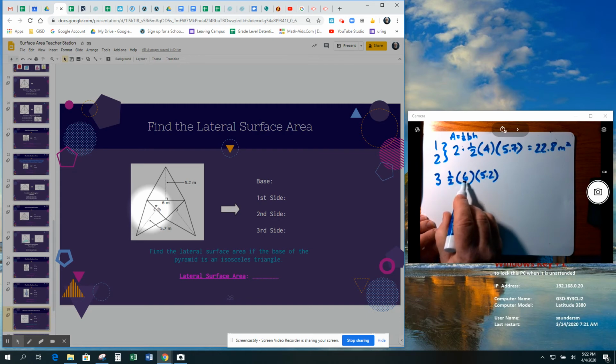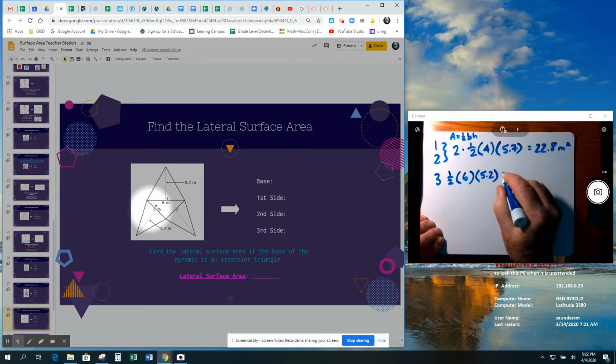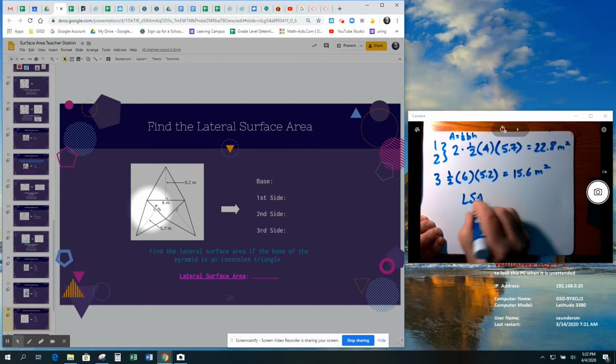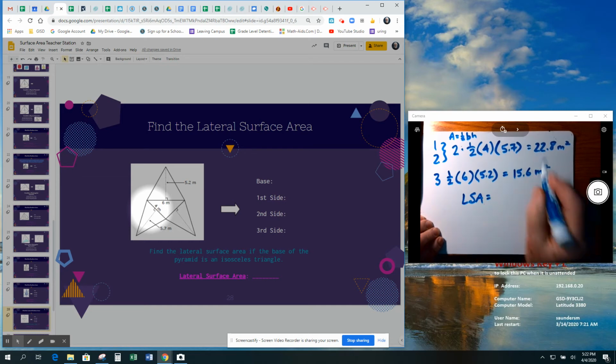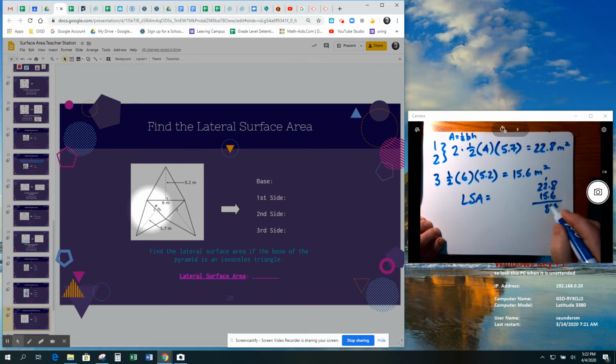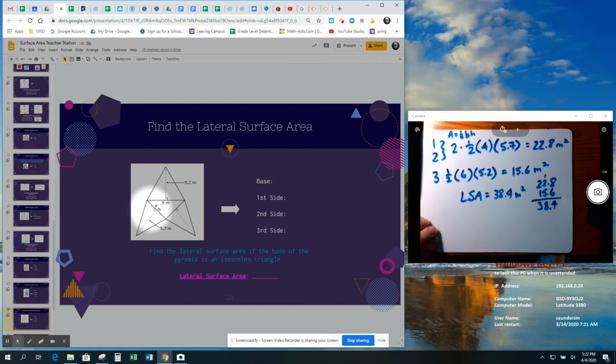So 1/2 times 6 would be 3, and 3 times 5.2 would be 15.6 square meters. So our lateral surface area is the three sides added together. So 22.8 plus 15.6: 8 plus 6 is 14, carry the 1. 2 plus 1 is 3, plus 5 is 8. 2 plus 1 is 3. So 38, and the decimal point comes straight down. 38.4 square meters is our lateral surface area.